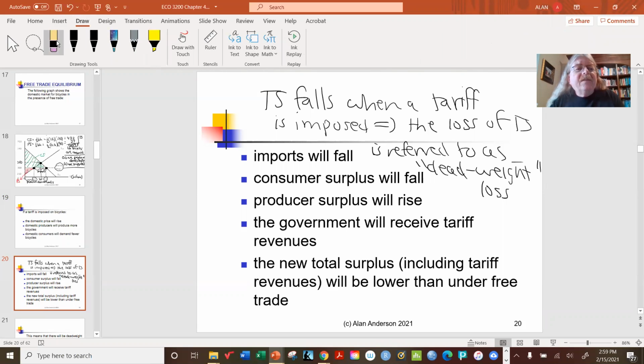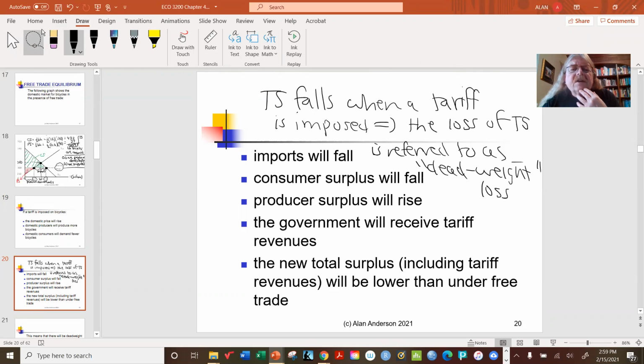Otherwise, maybe we wouldn't have any tariffs. But the powers that be have to make these decisions. And if they feel like the consumers will rise up and vote them out of office, they probably would not feel so comfortable imposing tariffs.